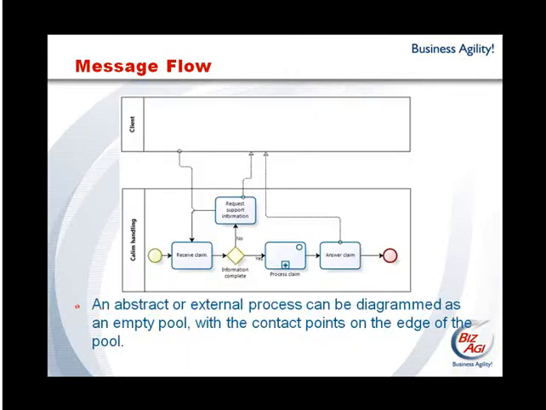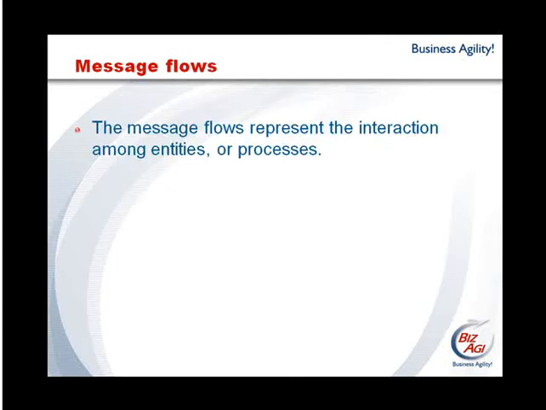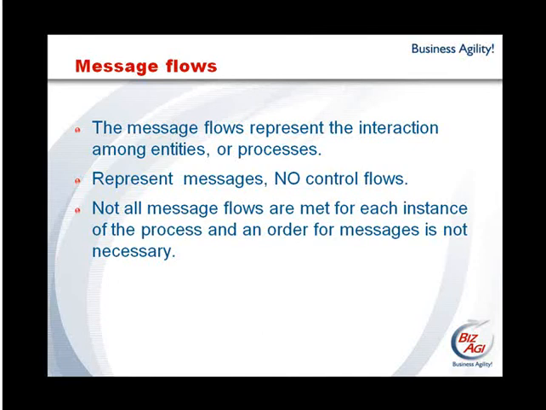As we have seen, message flows represent choreography, the communication that exists between processes or pools. They represent the possible messages that can be interchanged between processes, such as requirements, responses, events that can modify the process, etc. Message flows represent signals or messages, not flow controls. Therefore, not all message flows are fulfilled for each instance of the process, nor is there a specific order for the messages.